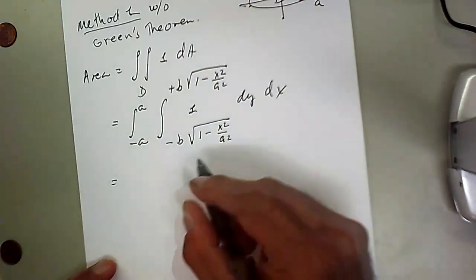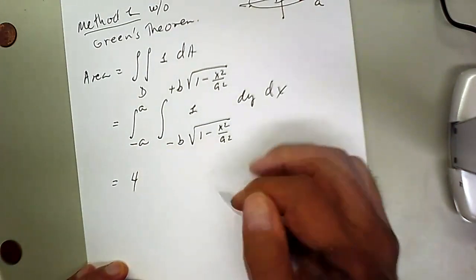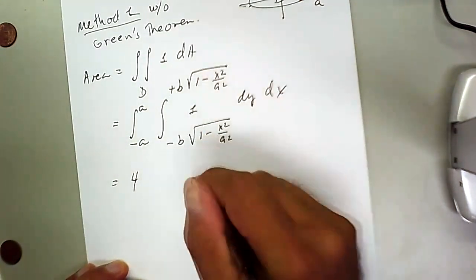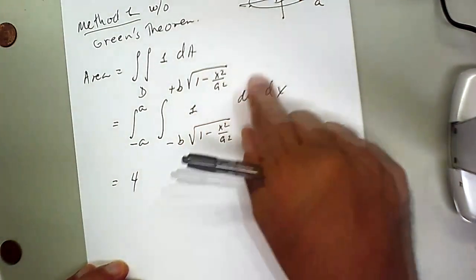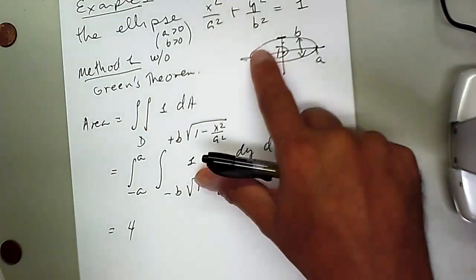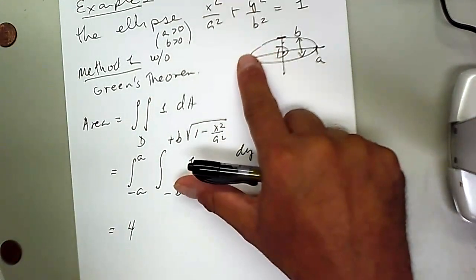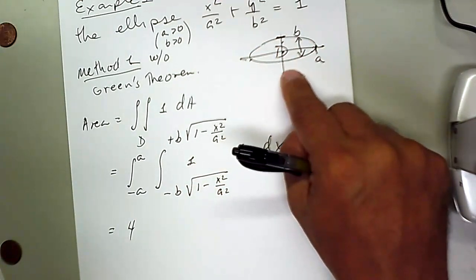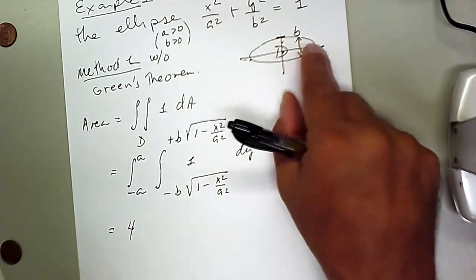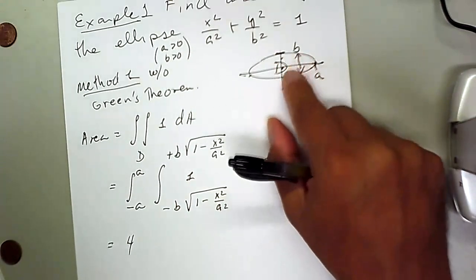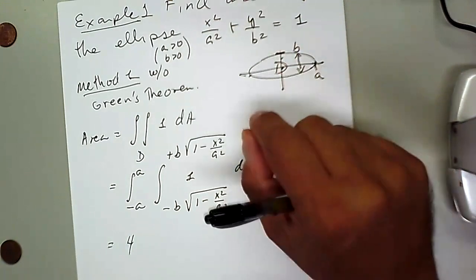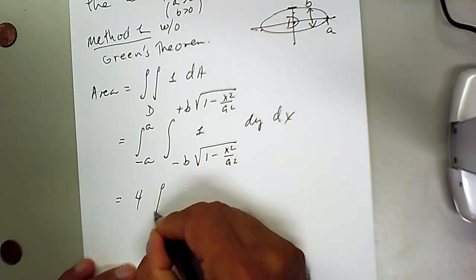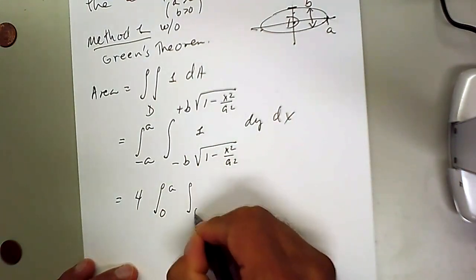So let's do that. Let's simplify by multiplying by 4. This is an even function regardless of how we go. So we can just multiply by 2 twice. One would be because instead of going from negative a to a, we can just go from 0 to a. And instead of going from negative of the boundary on the bottom to the positive of the boundary on the top, we can just go from 0 to the top and then multiply by 2 again. So 2 times 2 gives us the 4. The integral from 0 to a, the integral from 0.